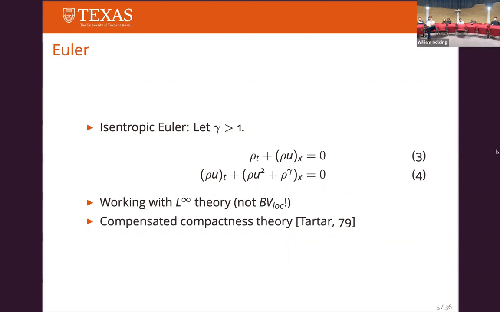And here, for compressible fluids, you have to choose a pressure law. So the pressure law we're choosing for today is that the pressure is a function of the density and it's a power law. So this is the standard thing called isentropic Euler, with in particular gamma.